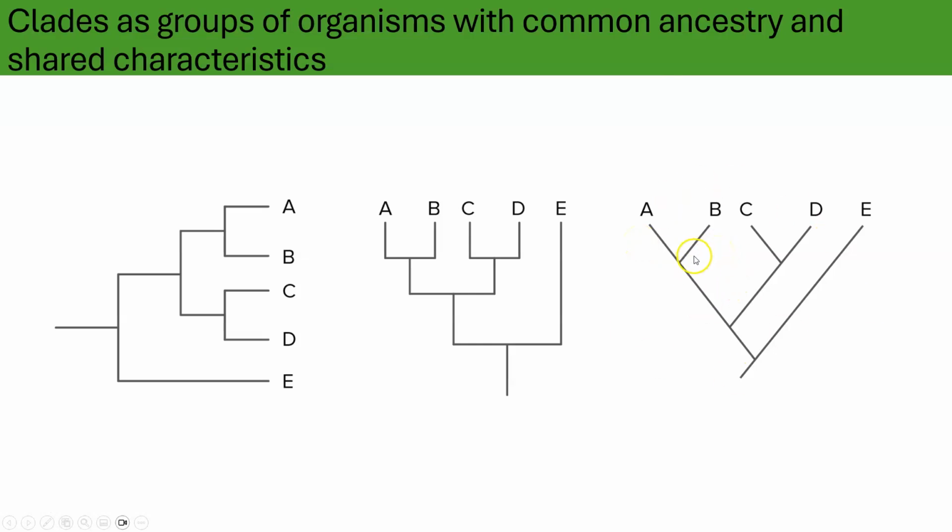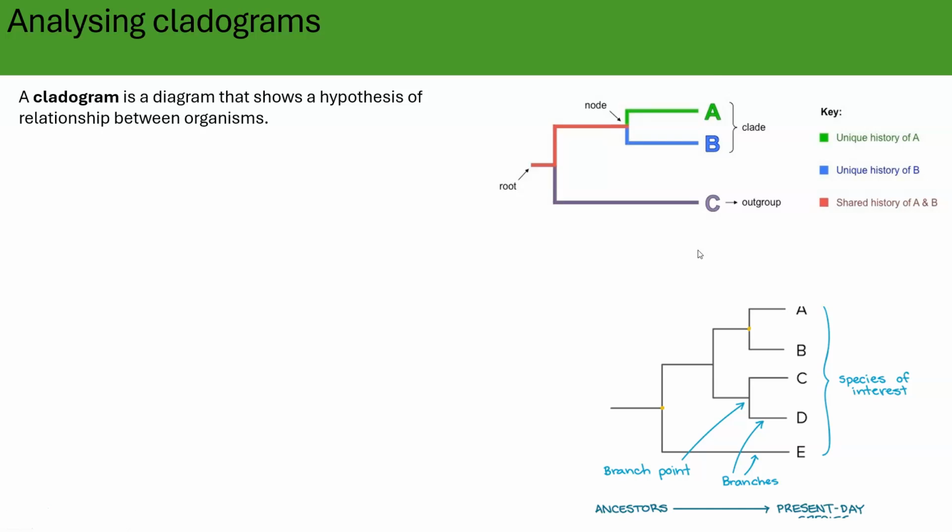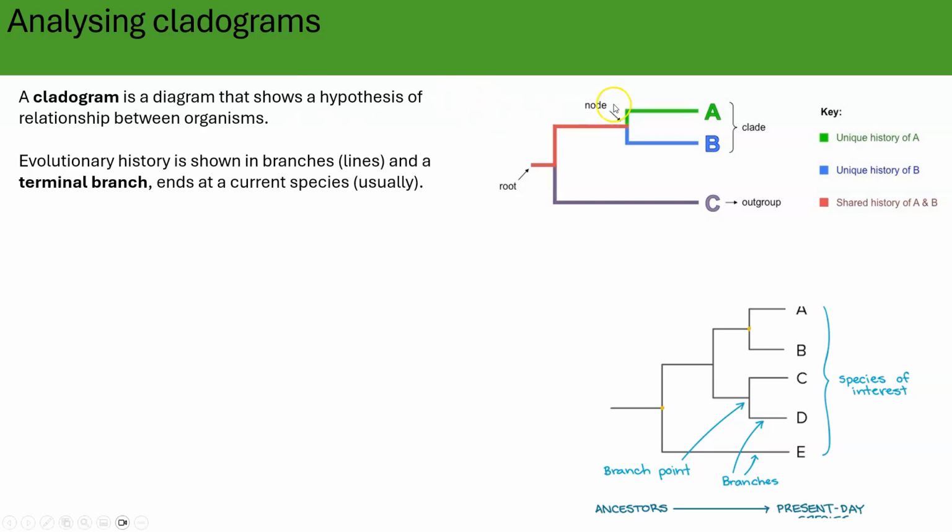You can also twist around the node, so you can have B and A here, and that's still exactly the same tree. So these trees, some of them are called cladograms. A cladogram is a diagram that shows a hypothesis of relationship between organisms. So we need to know how to read a clade, and any evolutionary history is shown as these branches. The terminal branch is basically the last branch that leads to a given species. Usually it's the current living species, but I think you can also say a terminal branch leads to an extinct species.